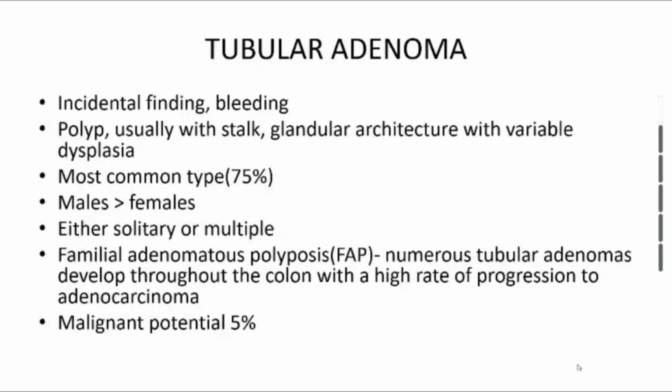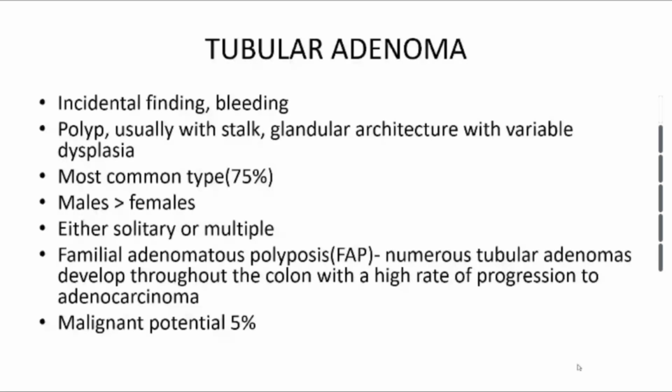That means somebody just came with rectal bleeding, and on examination, on doing colonoscopy, you find this adenoma. It usually presents as a polyp, usually with a stalk and glandular architecture with variable dysplasia. This adenoma is the most common type. Around 75% of them will be tubular adenoma, and it's more common in males than females.